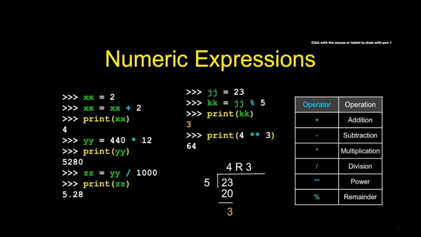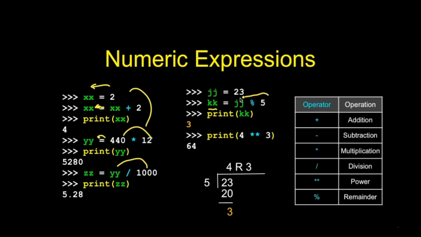We've already seen the plus, x equals x plus 1. Keep remembering that these assignments are arrows, basically. Arrow, arrow, they have a direction. Multiplication, 440 times 12. Dividing this by, that's division, over 1,000, 5.28. Here we're going to put 23 into JJ, and then we're going to do modulo. That says, take 23, divide it by 5, and give me back the remainder and put it in KK.